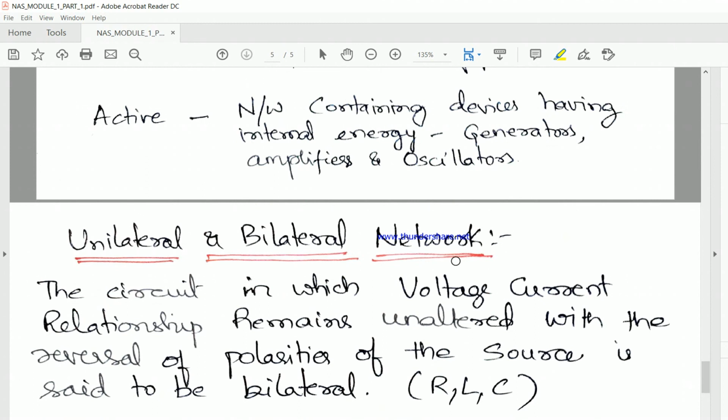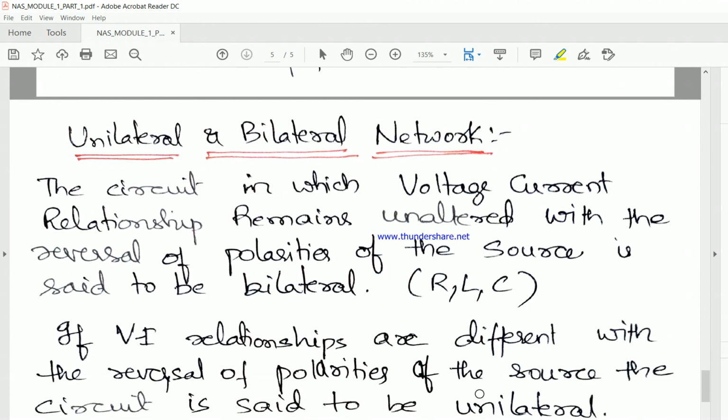Now coming to unilateral and bilateral. Here we normally go with bilateral networks. We don't go with unilateral networks because bilateral is the one which contains RLC networks, and we don't go with semiconductor devices. So unilateral is omitted here, and we go with bilateral only. A circuit in which the voltage-current relationship remains unaltered with the reversal of polarities of the source is said to be bilateral. So you keep a voltage or current source in your circuit, and then you reverse its polarities, and the response remains constant. That is what it means. The only thing is that the polarity is altered. For example, you go clockwise or you go anti-clockwise.